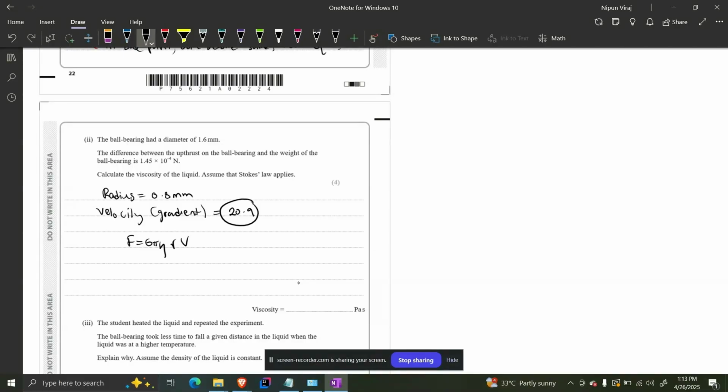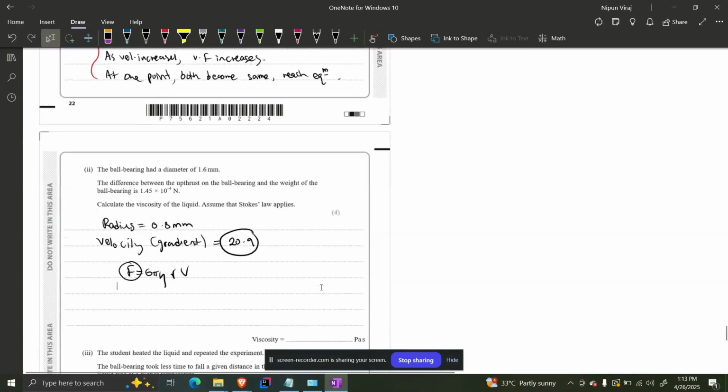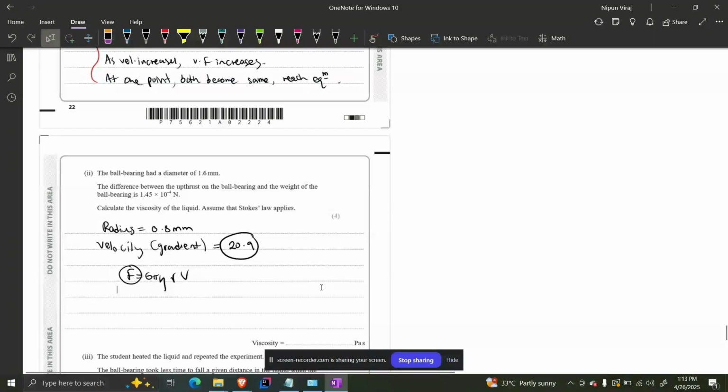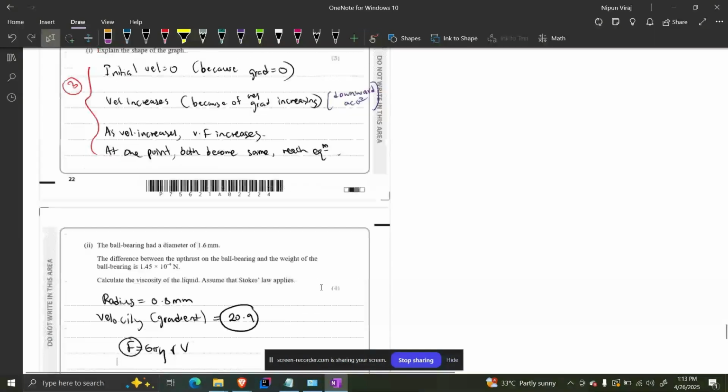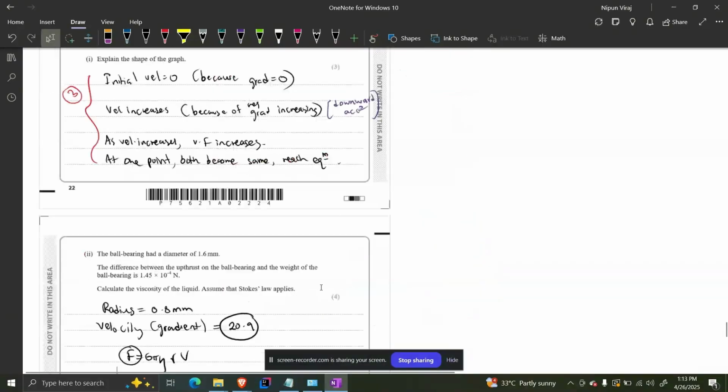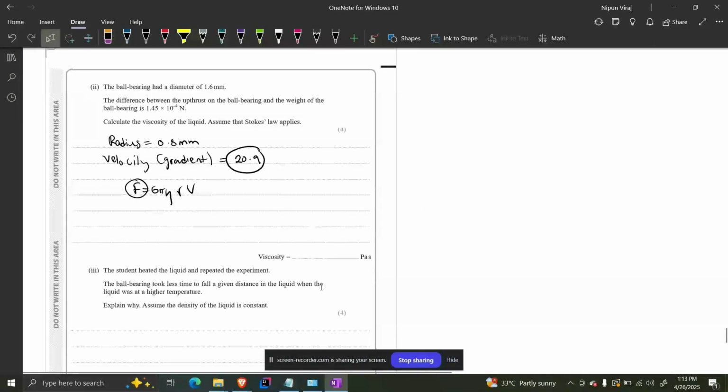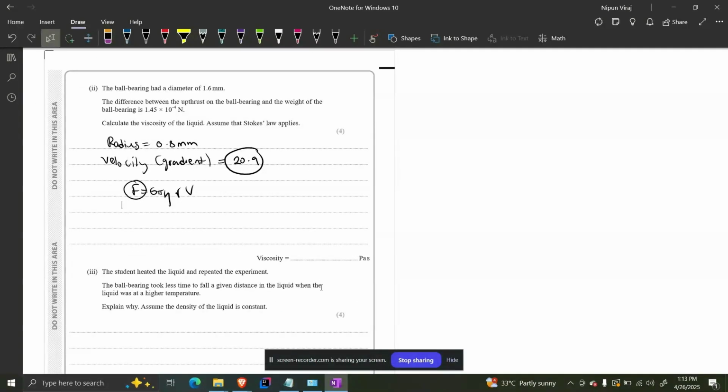So here F means the viscous force. Okay, the difference between the upthrust on the ball bearing and the weight of the ball bearing is 1.45. So you can directly put that because they have given the force.